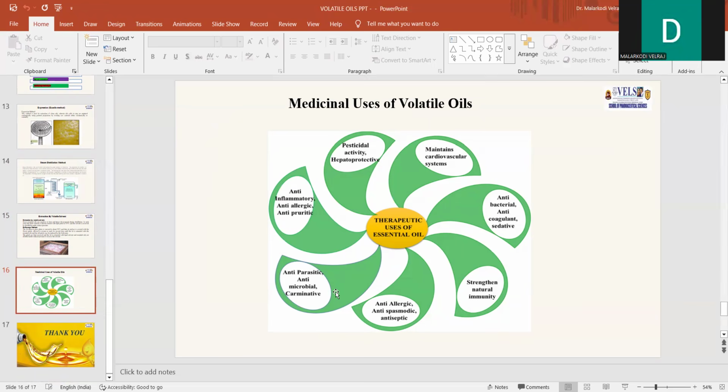Sometimes the volatile oils are used as antiparasitic, antimicrobial, and carminative. They are also used to remove inflammations, as anti-allergic and antipruritic, and they also have very good pesticidal activity and hepatoprotective activity.